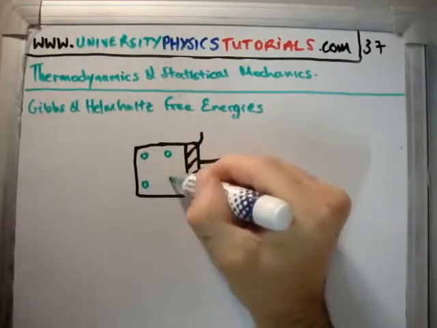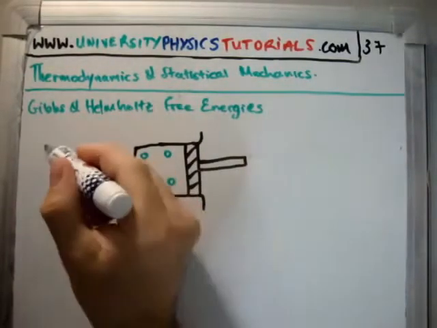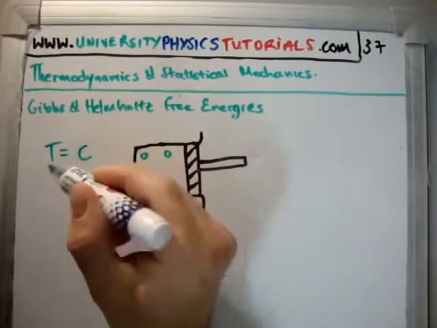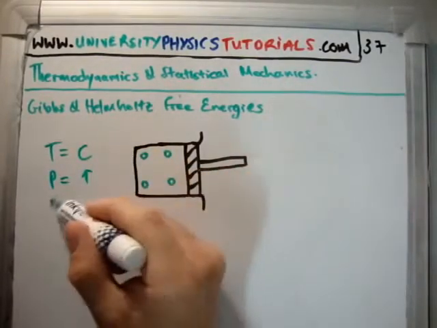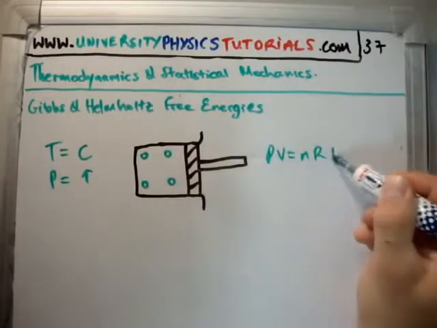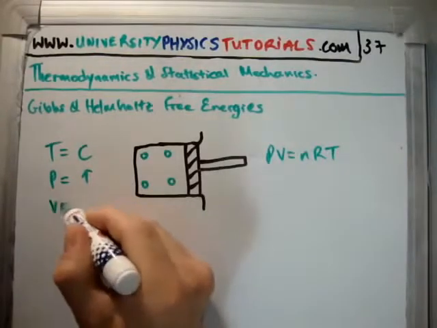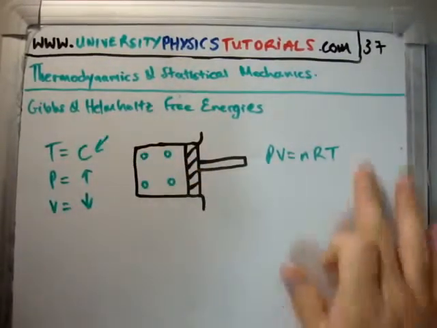Let's say we have 4 gas particles, and I want to increase the pressure, but I want to keep it at constant temperature. So I want T constant, and I want the pressure to go up. Okay, so we know that PV is equal to nRT. So in order to increase the pressure, I must decrease the volume. But the important point here is we're trying to keep the temperature constant.